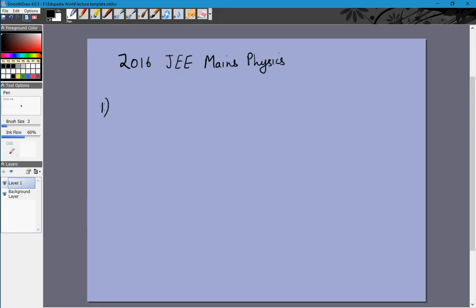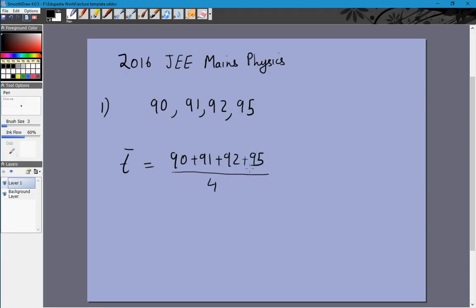In the first question, we are given that a student measures the time period of a certain number of oscillations 4 times and the values he gets are 90, 91, 92 and 95. And the minimum division is 1 second. What should be the reported mean time? So we can calculate the mean time initially. That's quite easy. 90 plus 91 plus 92 plus 95 by 4. That will come out to be 92.